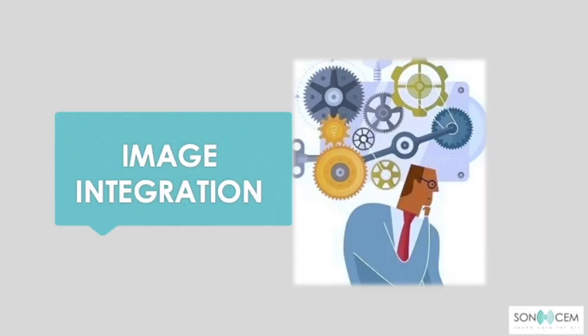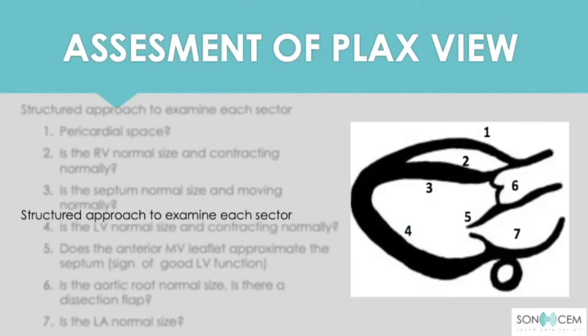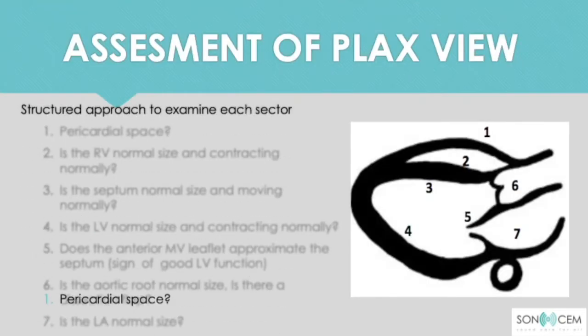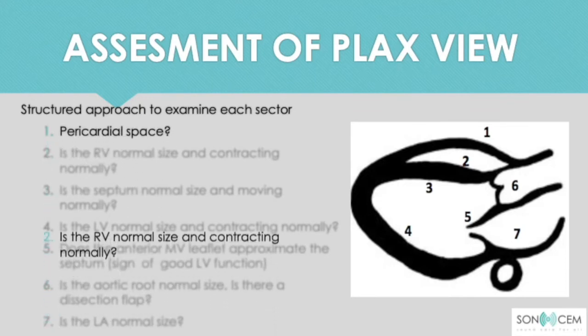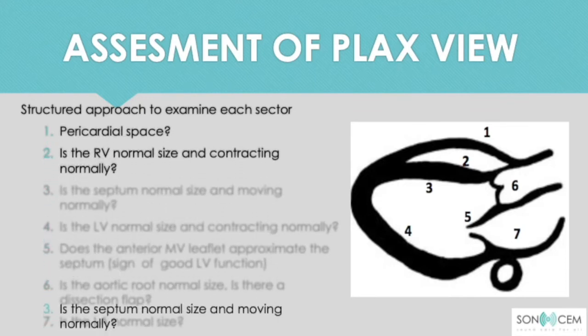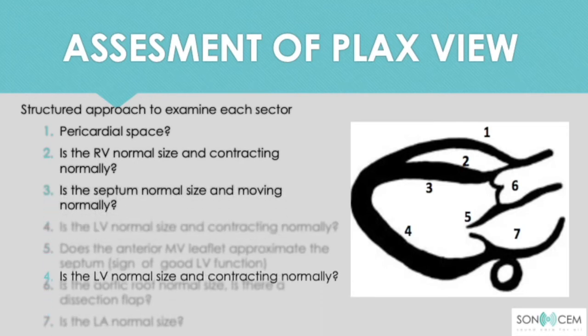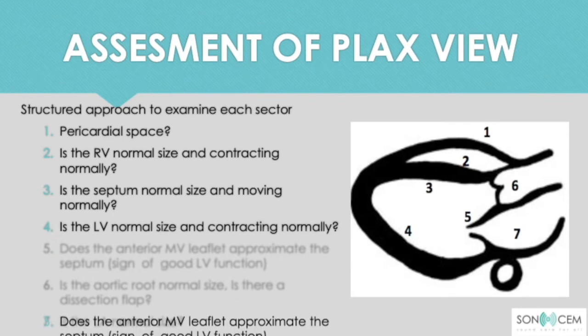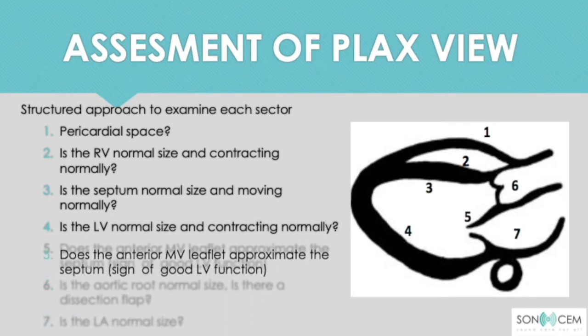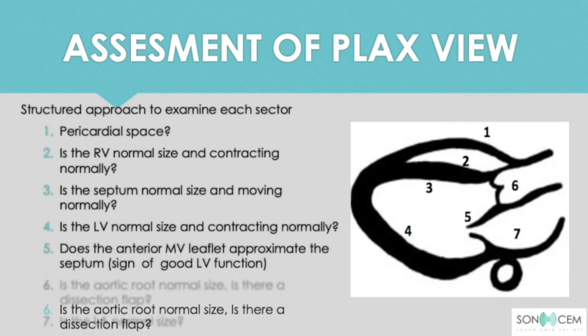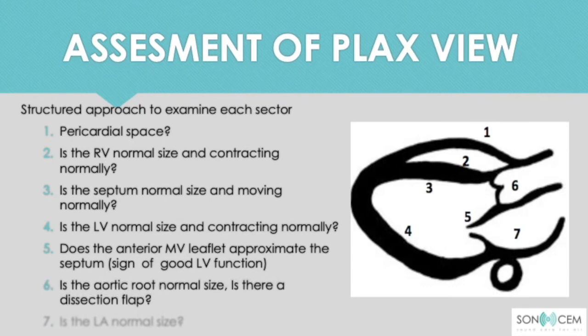We move to the image integration. Okay. How to assess the parasternal axis view? As I mentioned before, we have a systematic approach, by looking at the size, shape, thickness, motion, and pericardial space. You can go structure by structure as shown in this slide. Okay, you can go to the pericardial space.